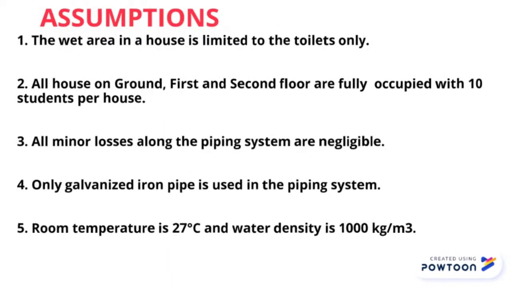Assumptions. 1. The wet area in a house is limited to the toilets only. 2. All houses on the ground, 1st and 2nd floor are fully occupied with 10 students per house. 3. All minor losses along the piping system are negligible. 4. Only galvanized iron pipe is used in the piping system. 5. Room temperature is 27 degrees Celsius and water density is 1000 kg/m³.